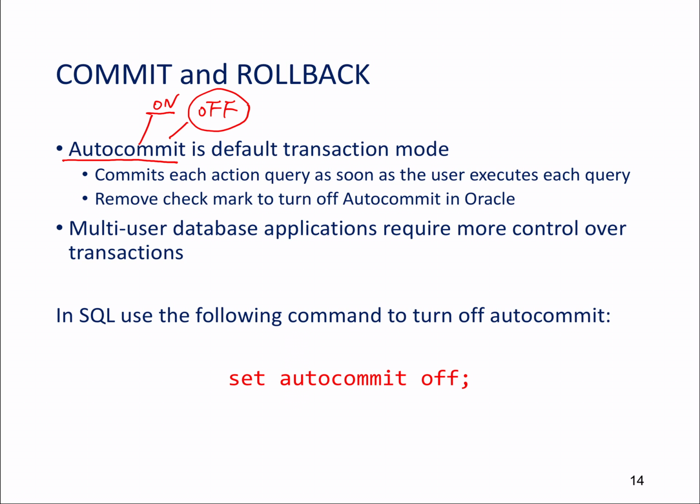So how to do that? In SQL, the command is: set auto commit off; semicolon. This command will set the auto commit mode to be off, and then you can use transaction control. Be very, very careful. If you do not set the auto commit mode to be off, there's no use in using commit or rollback. There's no usage for them. So in order to use transaction control, you need to first of all make sure that auto commit is set to be off.